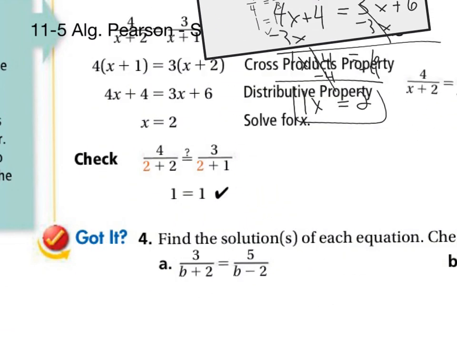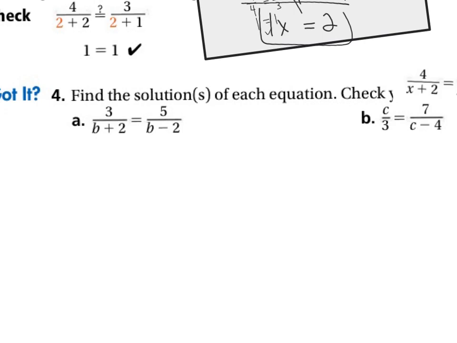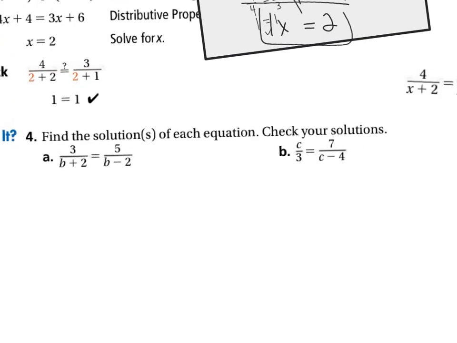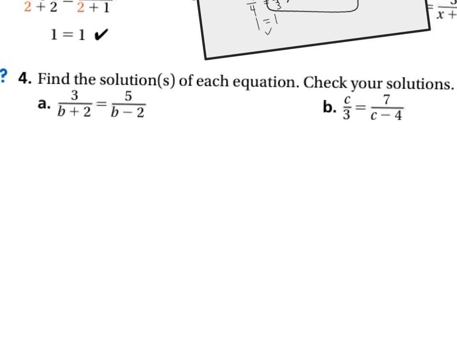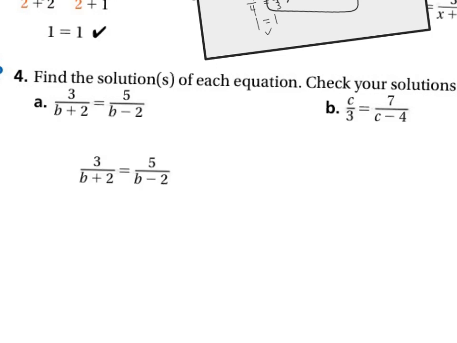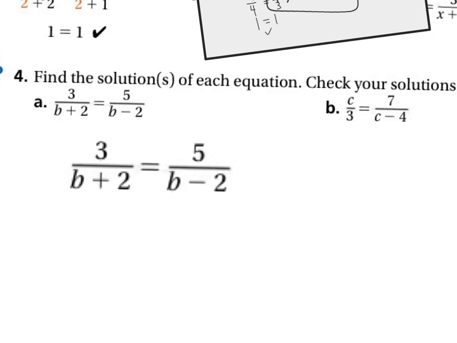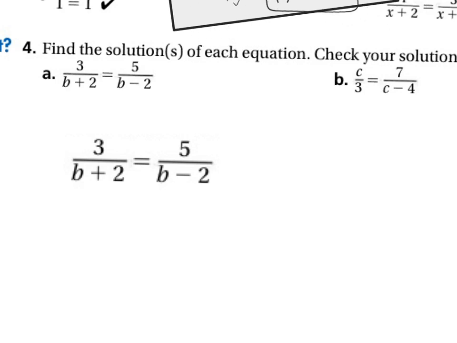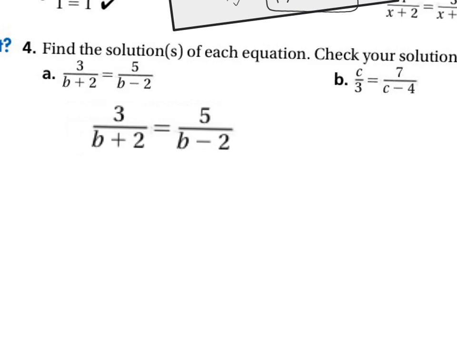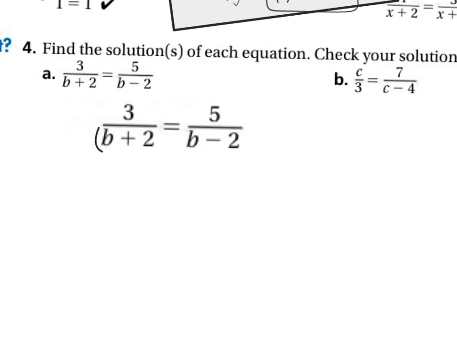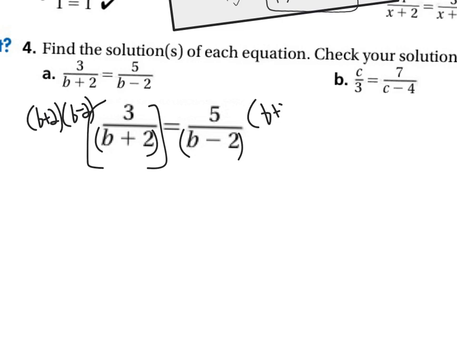So if we look at the Got It number 4, they want us to find the solution or solutions, and reminding us to check our solutions here. So for part A, we'll look at what they've given us here. One option we have here is we can multiply to get rid of our denominators like we did earlier in the section. So we can multiply by b plus 2 times b minus 2 on both sides.